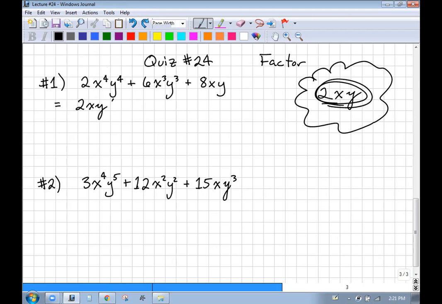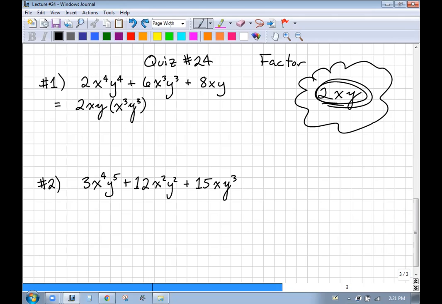So for this first term, we only have 1 x here, but we need 4. So we need 3 more x's. We need an x cubed there. We only have 1 y, but we need 4 of them. So we need a y cubed. So that'll take care of the first term.